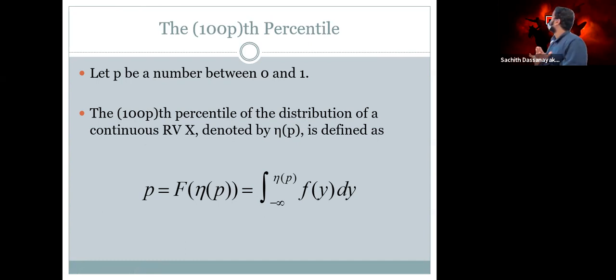Last day I started from here. I discussed this one. If they have given a percentile and you need to find that particular x value, simply you have to take p as that percentile expressed as a probability, and by doing this integration, you can find that value. That is the particular x value on the x-axis.